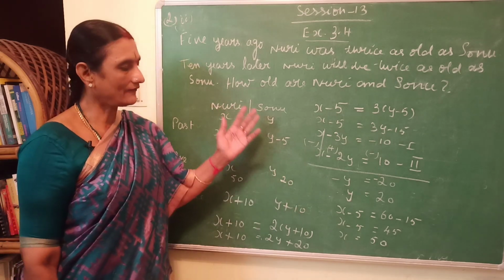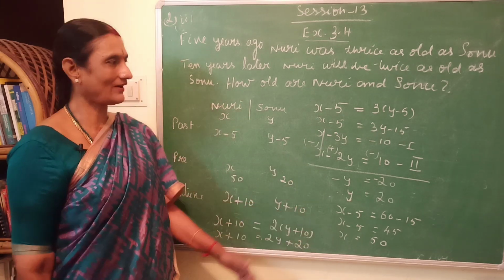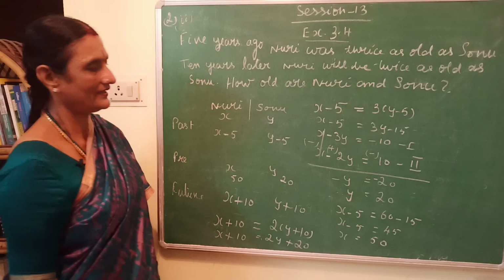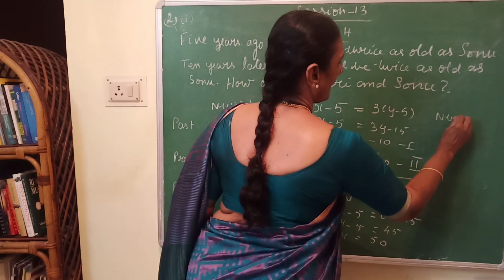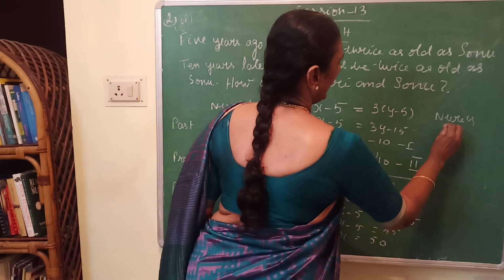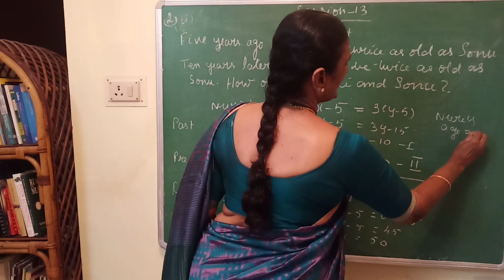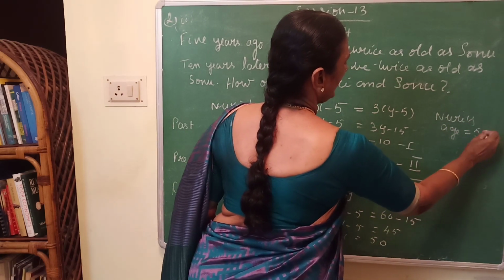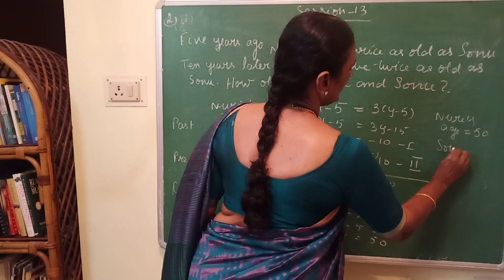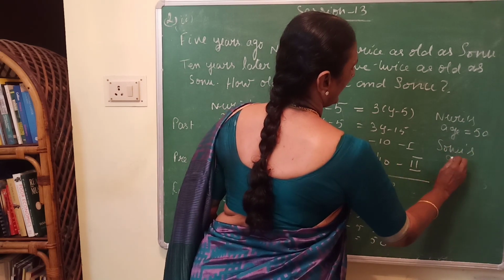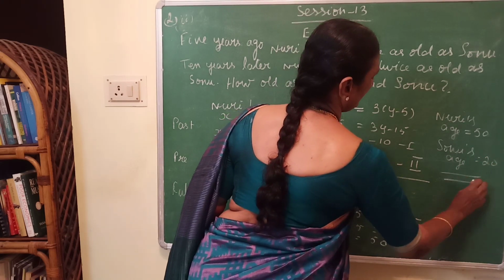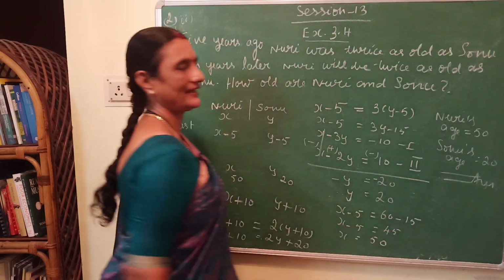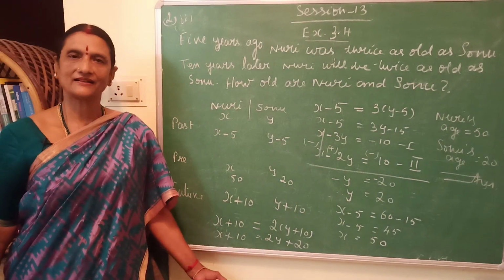Now, you cannot leave it like this. How do you have to write the answer statement? Noori's age at present is 50 and Sonu's age at present is equal to 20. So you have to write the answer and then end the sum like this. Is it clear to you?